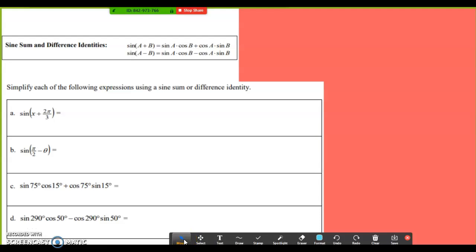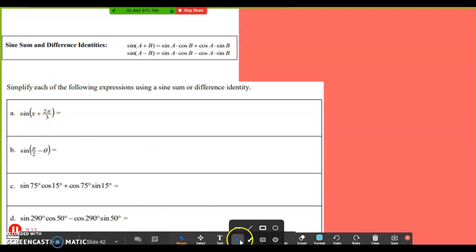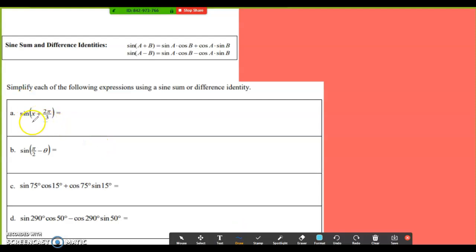Okay, so now we're going to use the sine sum and difference identity, and we're going to practice it to simplify expressions with each identity. Now, in the first example, we have an angle in radians, and then we have an unknown angle that they just use the variable x, and that's okay. We'll just use this x and 2 pi over 3, and we'll just be substituting these values in.